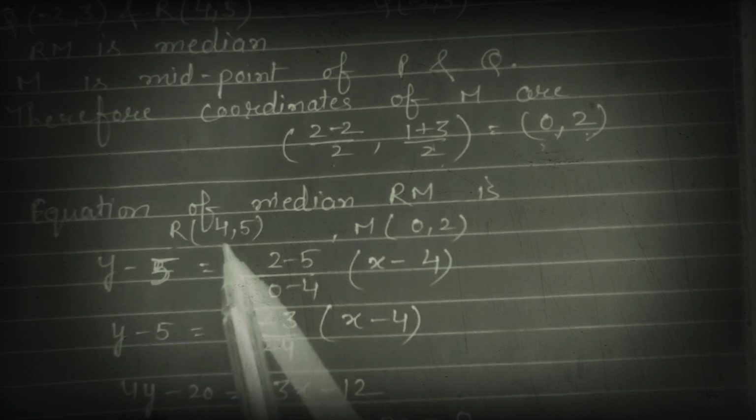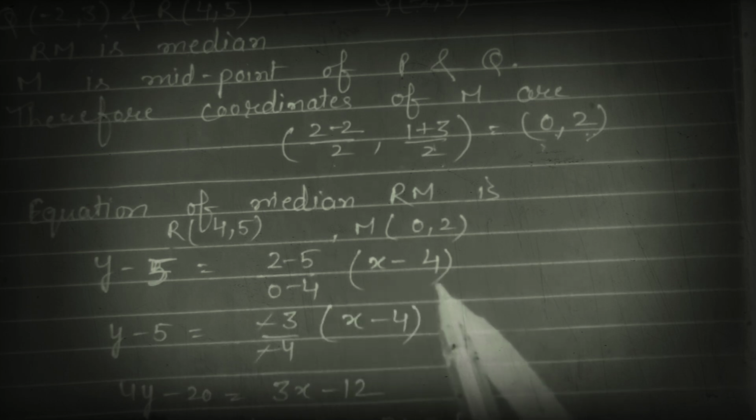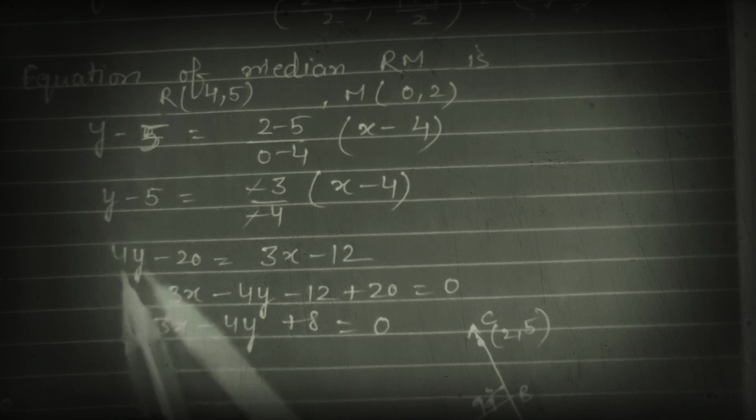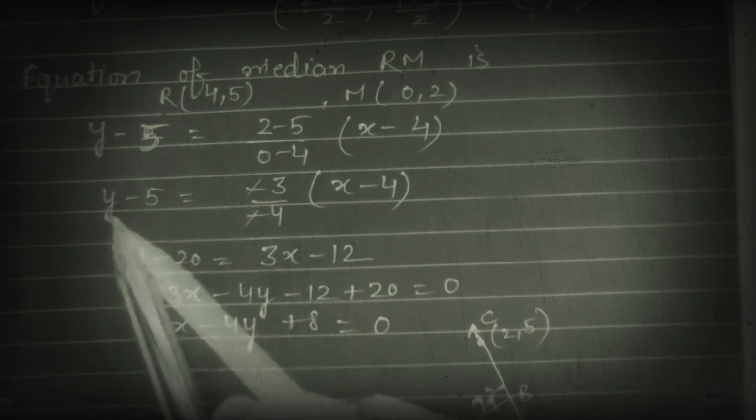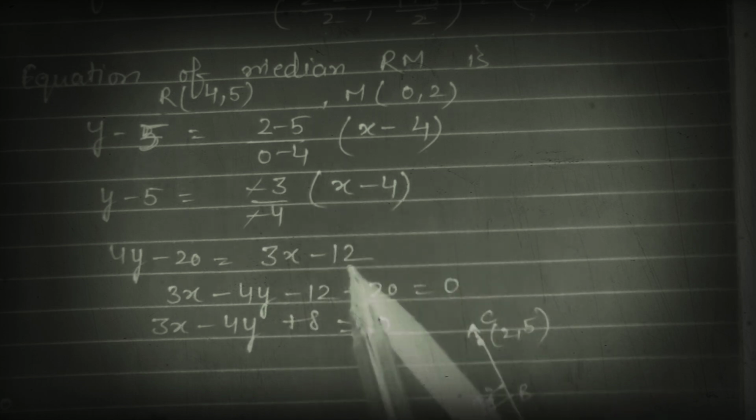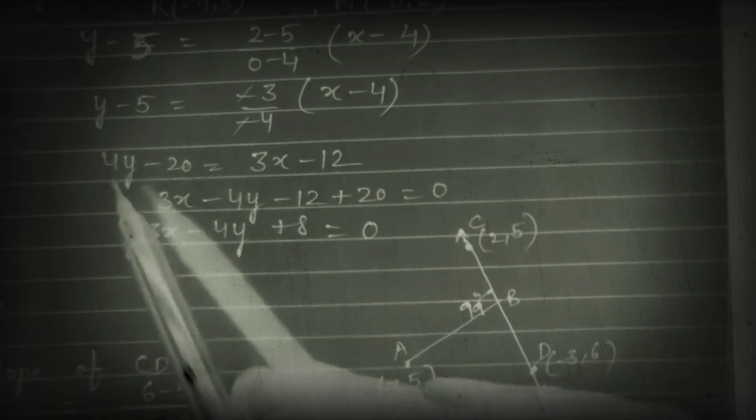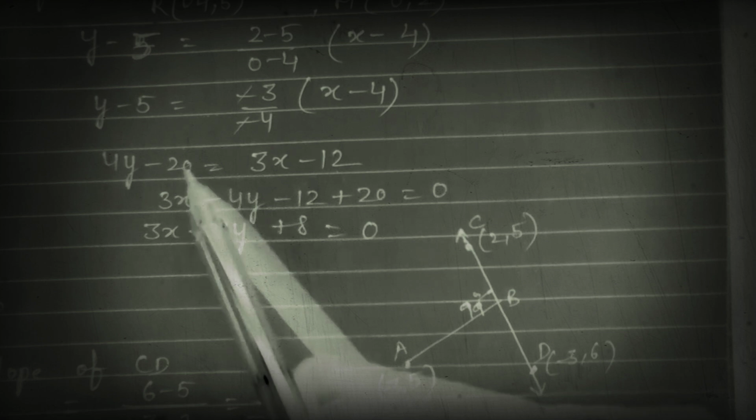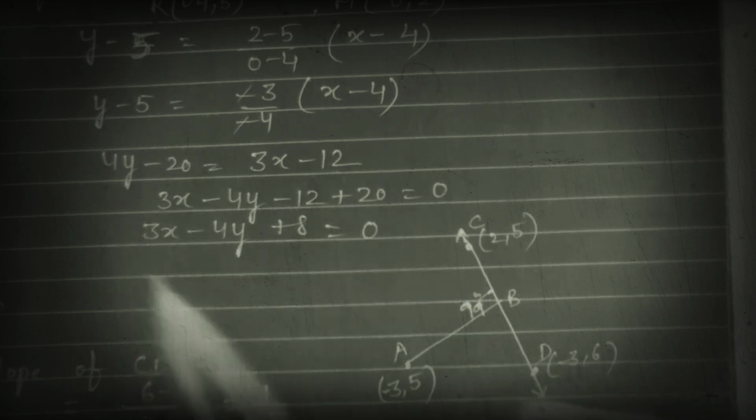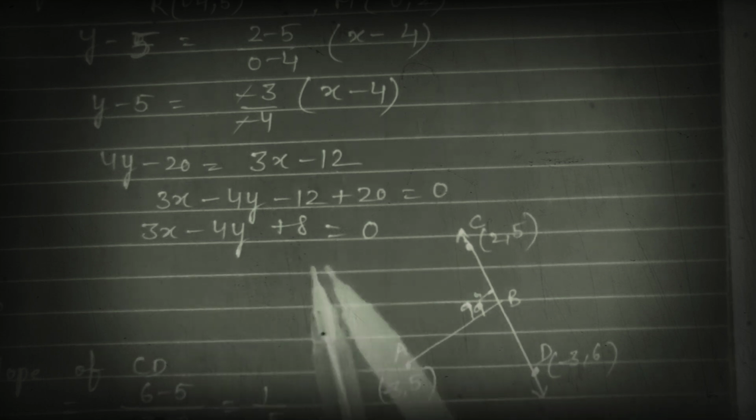आपको पासिंग पॉइंट गिवन है, then equation will be y minus y1 is equal to m into x minus x1. After solving this, after cross multiplication, 4y minus 20, 4 multiply with both and 3 multiply with these, so it is 3x minus 12. So we will take all the terms in one side, so 3x is positive here, 4y will be negative in right hand side, minus 20 will be positive, so 20 minus 12 it is 8. This is the required equation of line, this is equation of median through R.